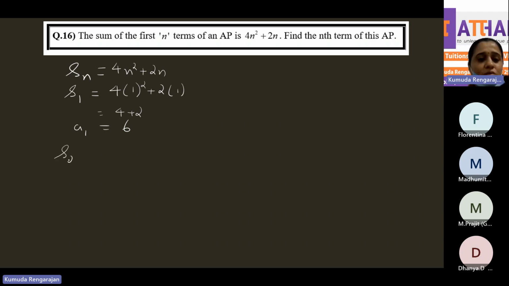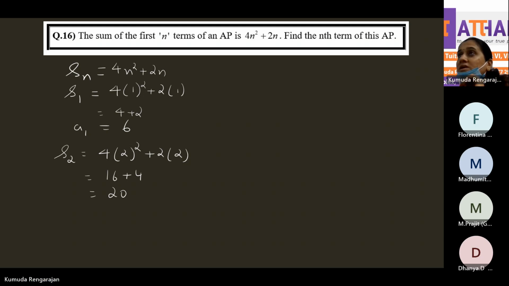Now let's find S2. What is S2? 4 into 2 squared plus 2 into 2. Wherever there's n, use 2. So 16 plus 4, S2 is 20. Stop working, children. Listen to me. What do you mean by S2? S2 is the sum of the first two terms, that means A1 plus A2. S3 means A1 plus A2 plus A3. S4 means A1 plus A2 plus A3 plus A4.